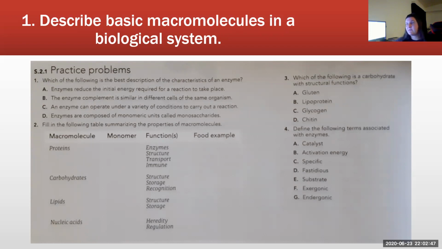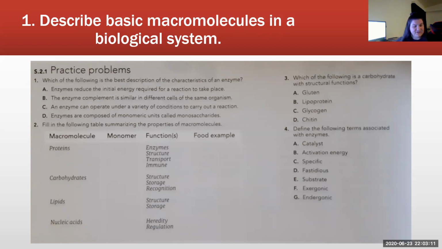So again, if you wanted to fill out this table to help you understand the properties of macromolecules, I highly advise it, but we're going to move on to question 3. Which of the following is a carbohydrate with structural functions? Gluten, lipoprotein, glycogen, or chitin? And the answer is D.